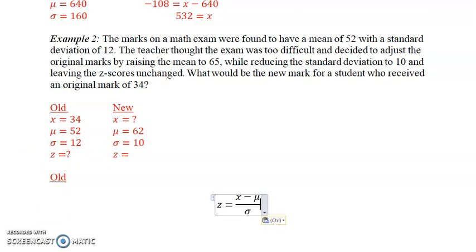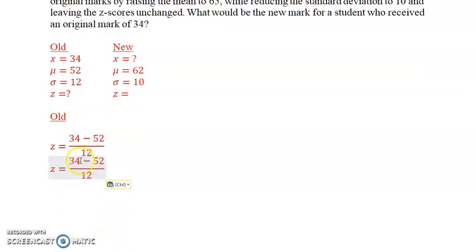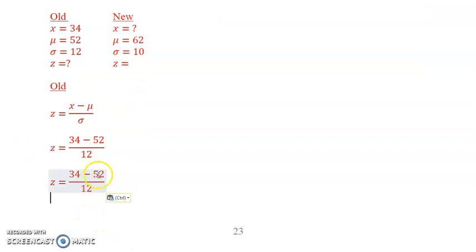The Z-score is calculated by taking the given mark, which was 34, subtracting the mean, which was 52, and dividing by the standard deviation, which was 12. 34 subtract 52 is negative 18, and negative 18 divided by 12 is negative 1.5. So the Z-score is negative 1.5. We're going to use that when we calculate the new mark the student is going to receive.